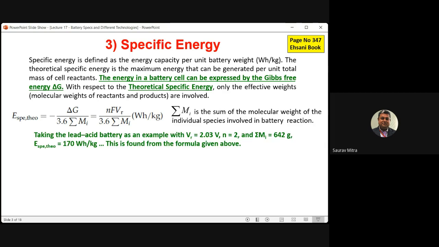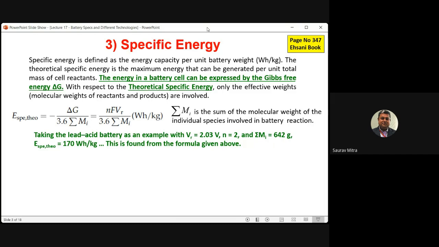So what you can find in this slide is a slide which was previously shown to you. Last day also I showed this slide. Again, I'll start from here only. So what it says is specific energy is defined as the energy capacity per unit battery weight, watt hour per kg. The theoretical specific energy is the maximum energy that can be generated per unit total mass of cell reactants.